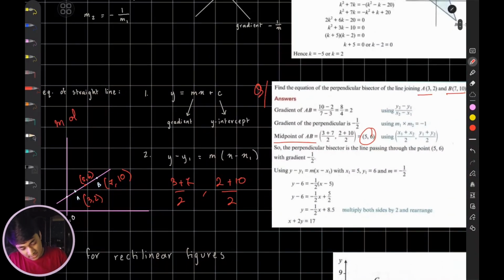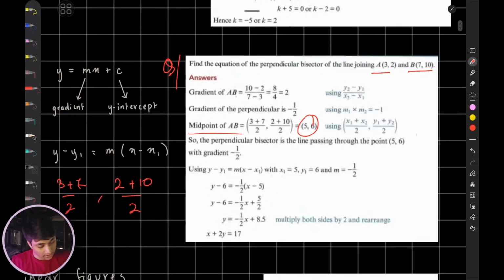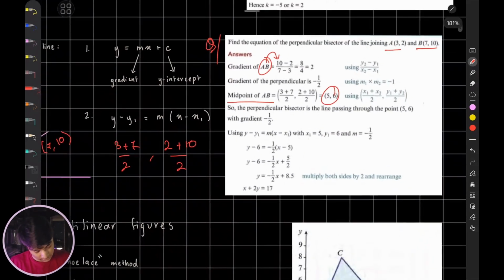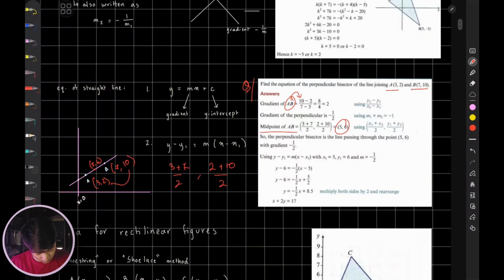So let's find out the gradient of AB. So m of AB is going to be what? They've already done this, so let's look at that. So gradient of AB is going to be 10 minus 2 divided by 7 minus 3. Fair enough. So what is the gradient? The gradient is 2. But this is the gradient of the line passing through AB, not the perpendicular bisector. So what is the gradient of the perpendicular bisector? The negative reciprocal. So it's going to be negative half. Reciprocal, which is half, negative means minus half.